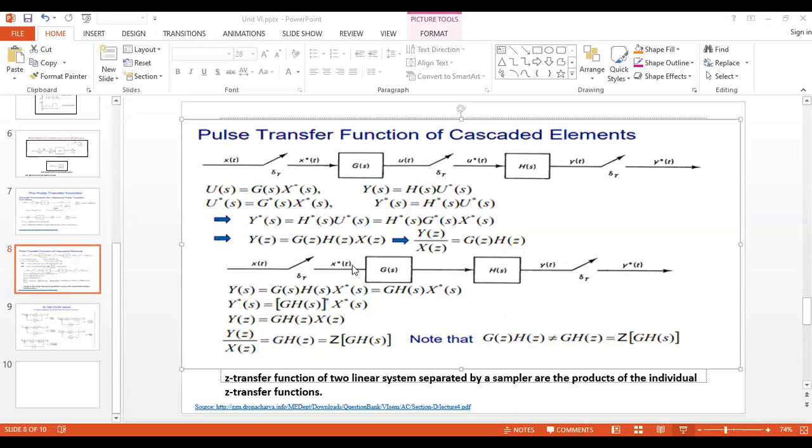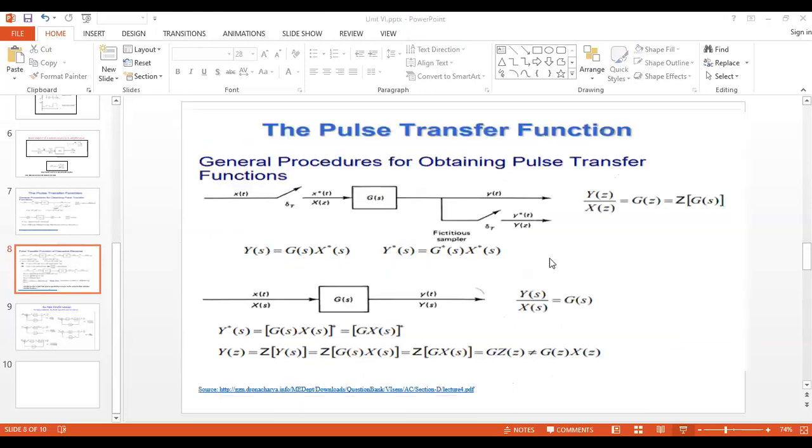So do remember that the Z transfer function of two linear systems separated by a sampler is the product of the individual transfer functions, which is not the case when the two systems are not separated by the sampler. So yes, class, are you all with me?